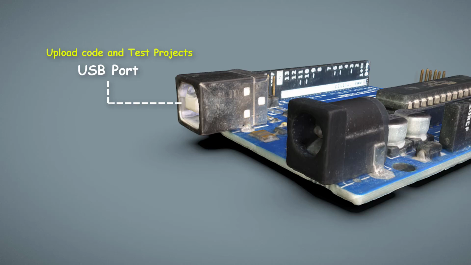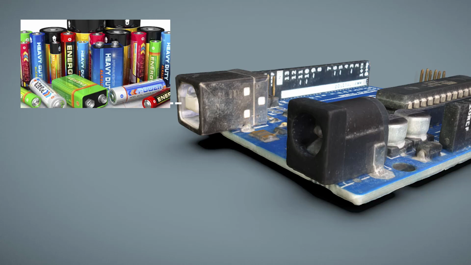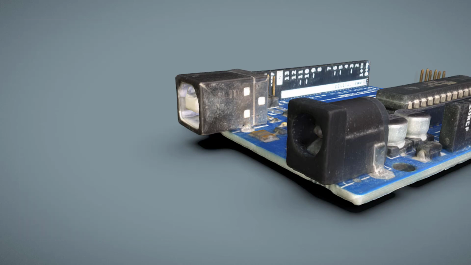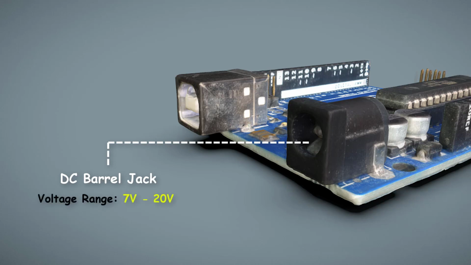Another option is to power the Arduino with batteries or an external power supply. This method is useful when you want to use the Arduino independently, without connecting it to a computer or USB power source. To power the Arduino this way, use the DC barrel jack on the Arduino board. Make sure to provide a voltage between 7 to 20 volts. However, it's recommended to use a 12-volt power supply when using the DC barrel jack.